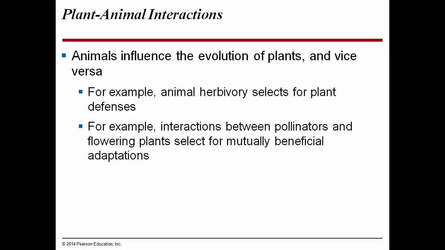Animals influence the evolution of plants and vice versa. For example, animal herbivory selects for plant defenses. For example, interactions between pollinators and flowering plants select for mutually beneficial adaptations.